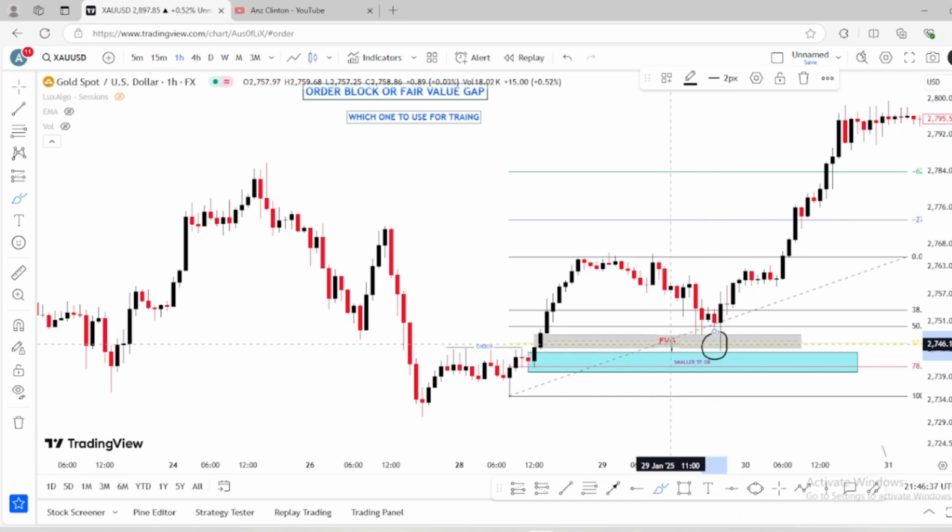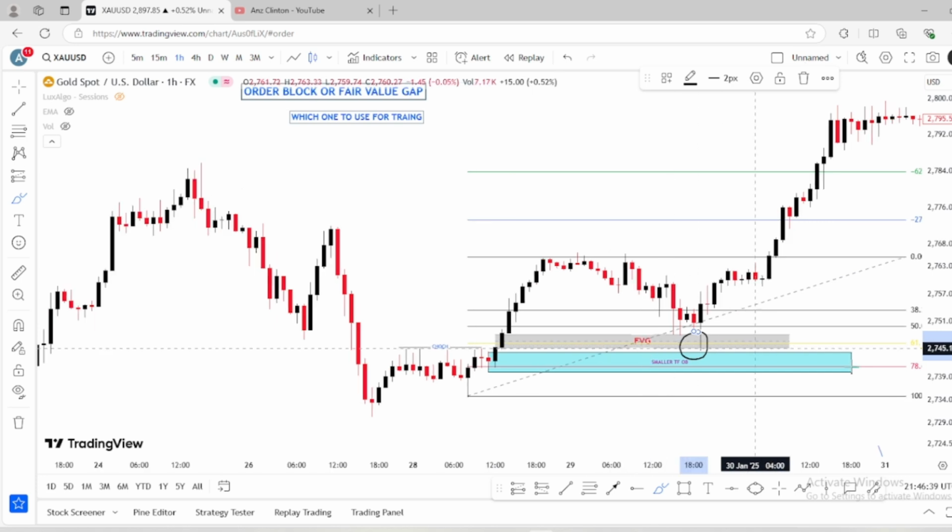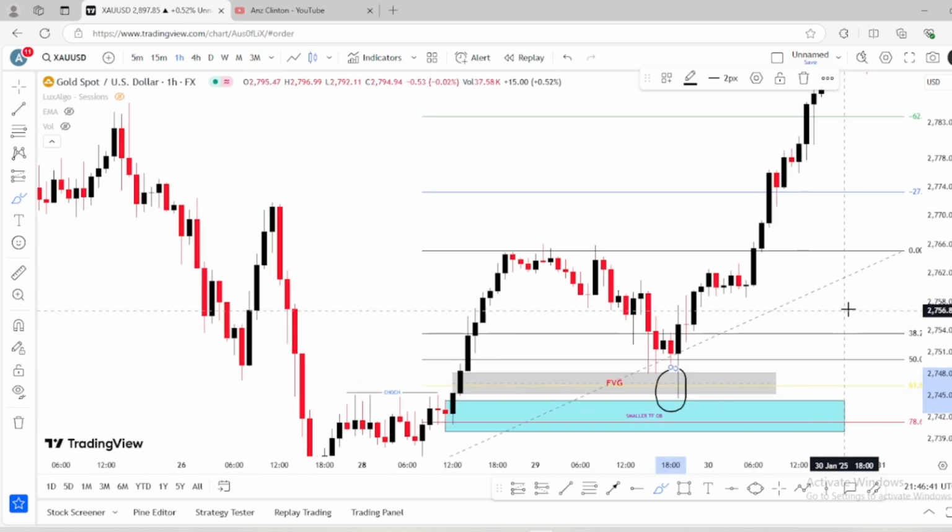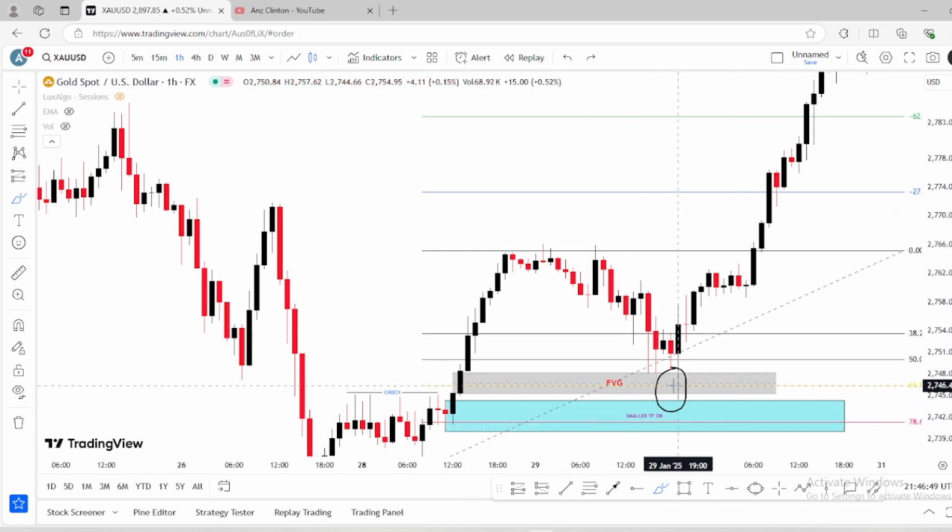All right, and what's happened again in the fair value gap, when price taps inside the fair value gap, that is when we have another change of character around the fair value gap. Okay, when price came to tap into the fair value gap, that is where we have another change of character. So that is what we are looking out for.